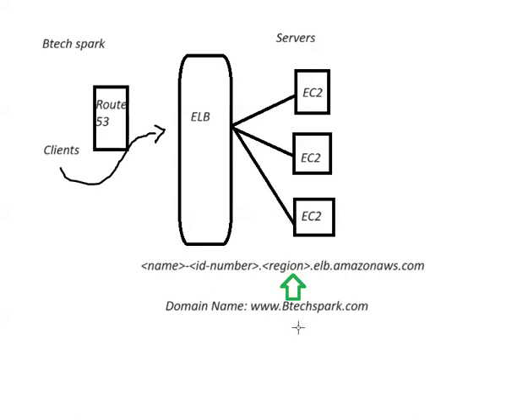Whenever I'm creating my domain name, I'd like to map it to this address, so that whatever the users or clients request for my domain name, my request will forward it to this elastic load balancer address, and then it will be distributed, right?